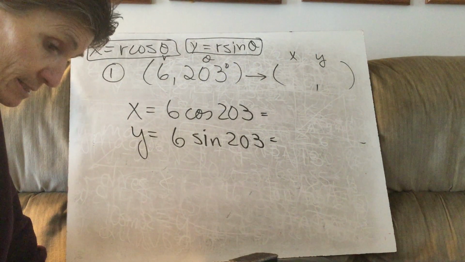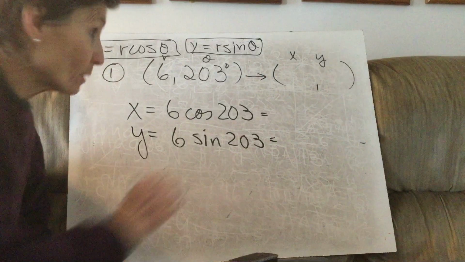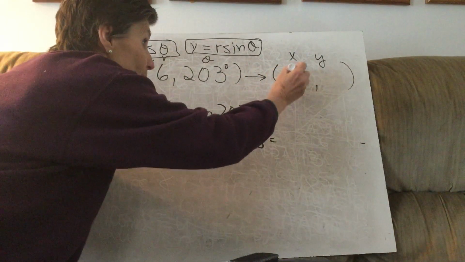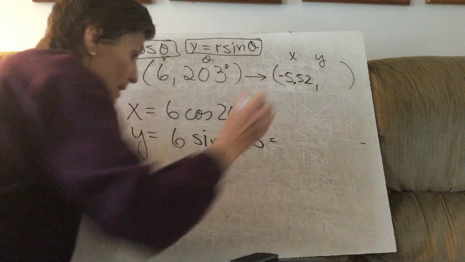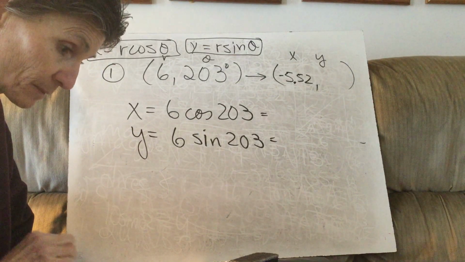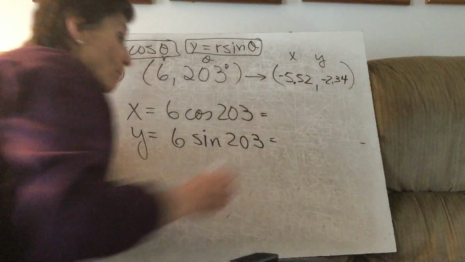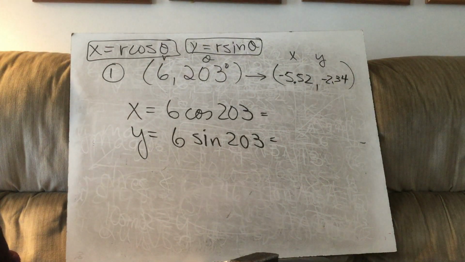So 6 cosine 203, negative 5.52, and 6 sine 203, negative 2.34. And that problem is done, my friends. That's all there is to it.